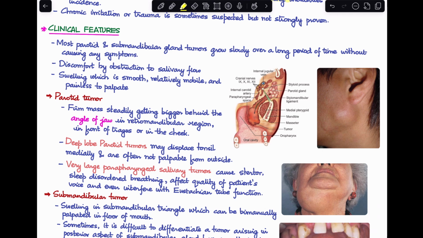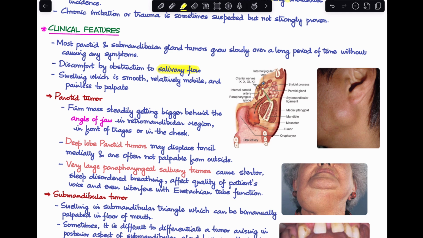So we'll discuss the different glands and how they will present. But before that, it is important to know that most of the time, whether it's the parotid or the submandibular gland, tumors actually do not cause any symptom. They can present with just a very small swelling which is growing very slowly over a long period of time. So it is not necessary that you will be seeing a symptom in your patient. Sometimes when there is a symptom, there can be discomfort due to obstruction of the salivary flow. So if there is any obstruction to the salivary flow, a patient may come to you with some discomfort.